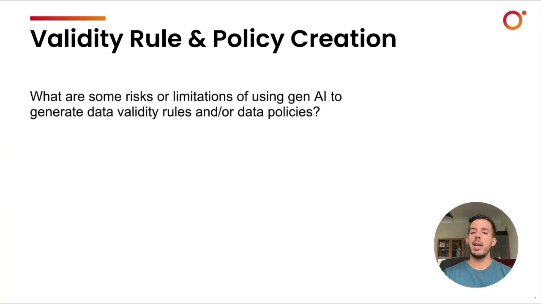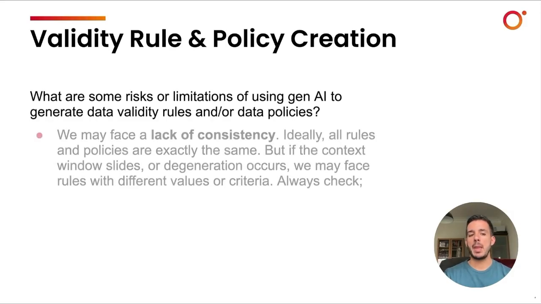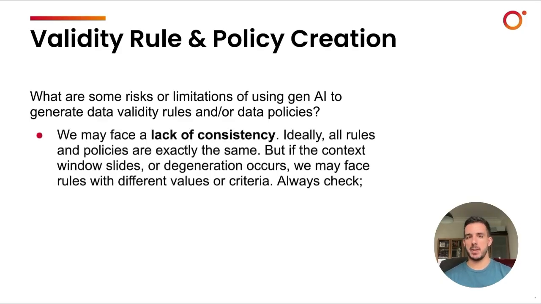And as usual, we do have risks and limitations when using GenAI to generate these rules and these policies. So one of them is that we may face a lack of consistency. Ideally, all rules and all policies are exactly the same. But if the context window slides, or there is context degeneration, or something happens in the middle of the conversation, then we may face rules with different values or criteria, right? So you want to always check.